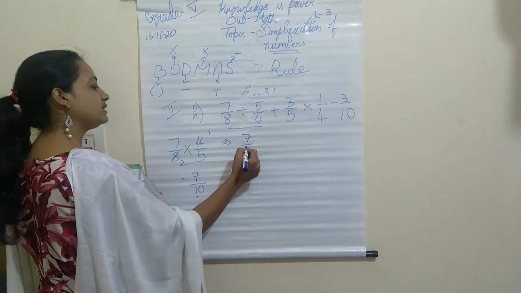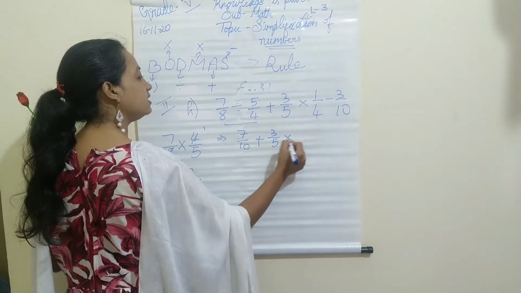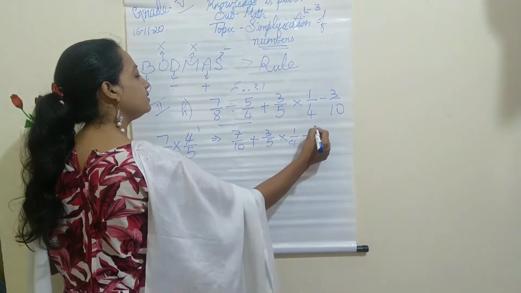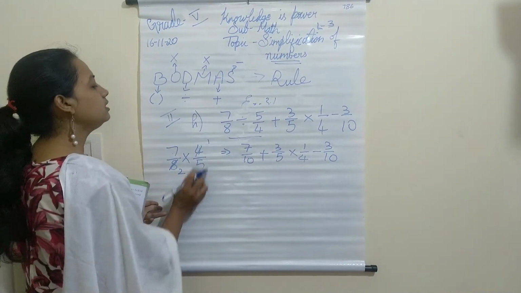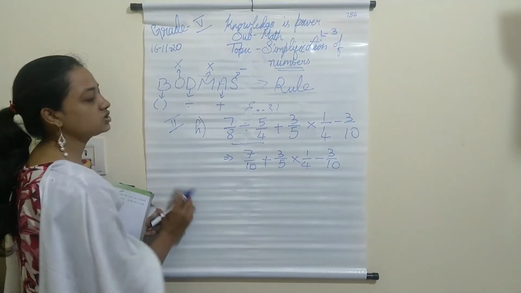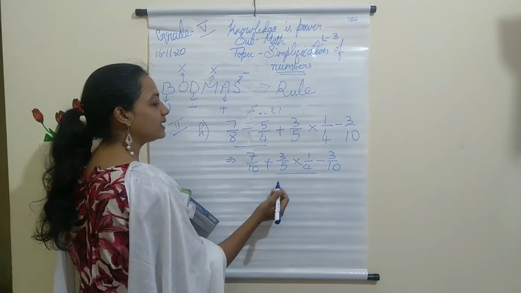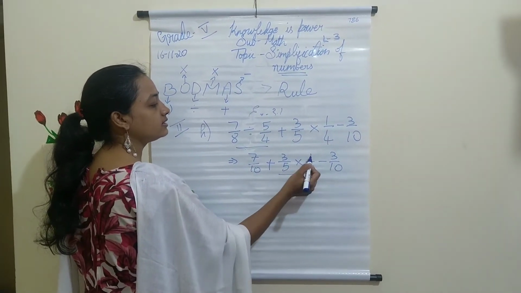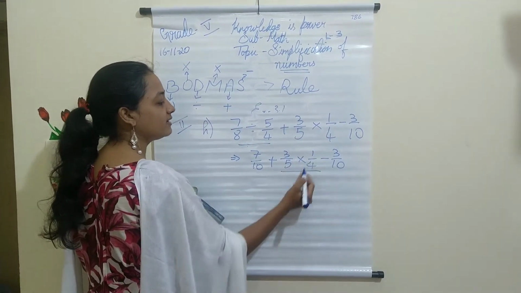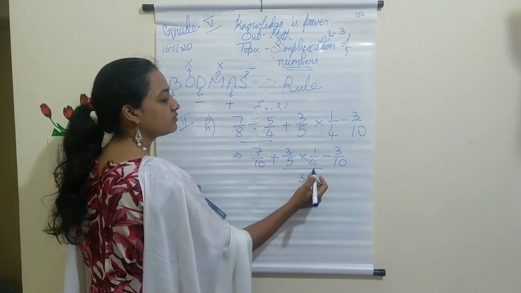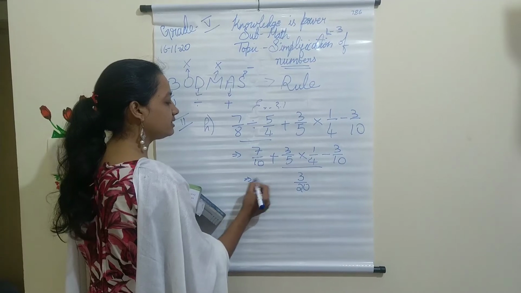This is the answer I got after solving this. So it is 7 by 10 plus 3 by 5 into 1 by 4 minus 3 by 10. Now which operation should I take next? It is multiplication. So when you multiply, what is the answer you get? Nothing to cancel here. So directly multiply, you get 3 1s are 3, 5 4s are 20. The other numbers, let me write it.